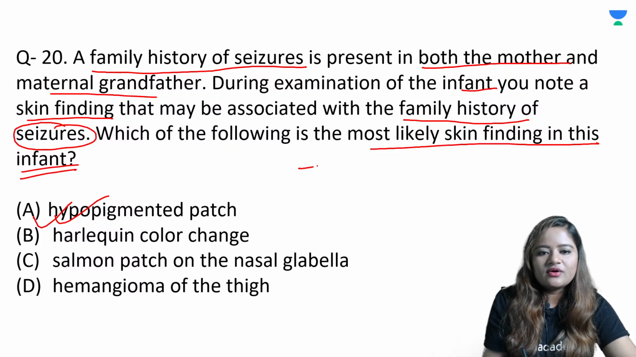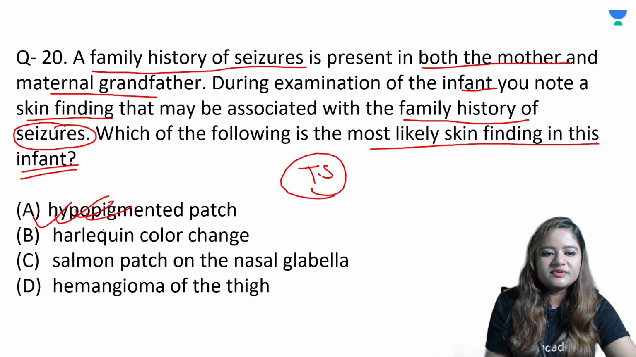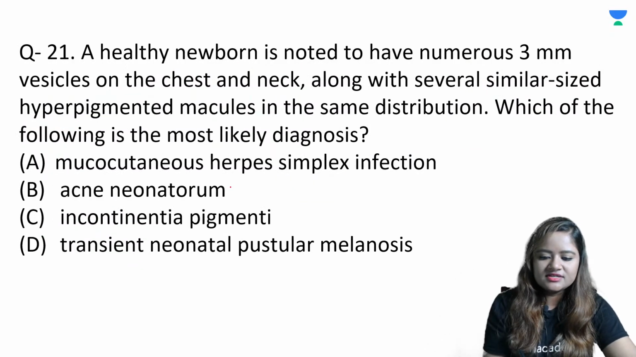So the right answer, we are talking about tuberous sclerosis. So we mean that they are speaking about the hypopigmented patch that is present in the newborn.